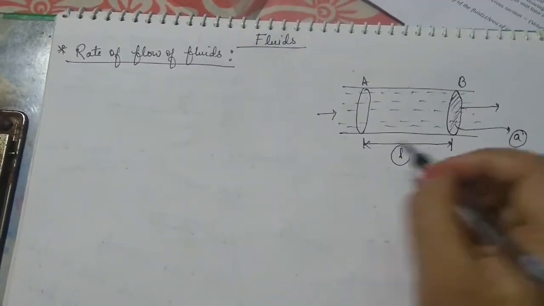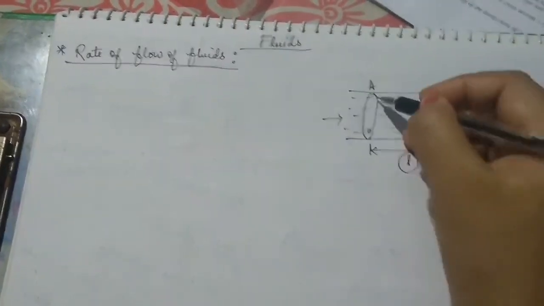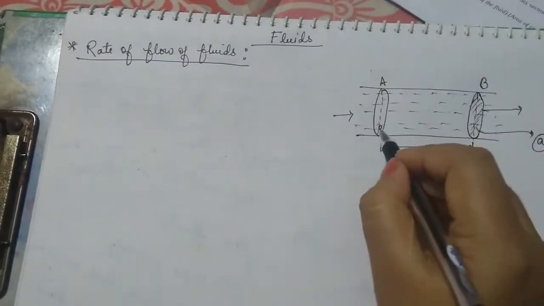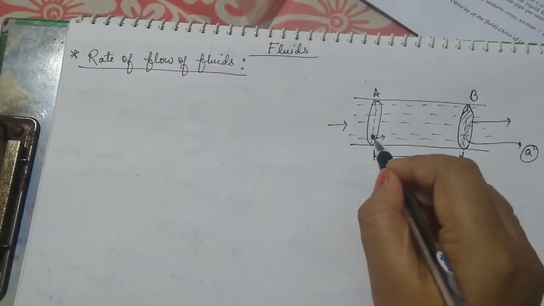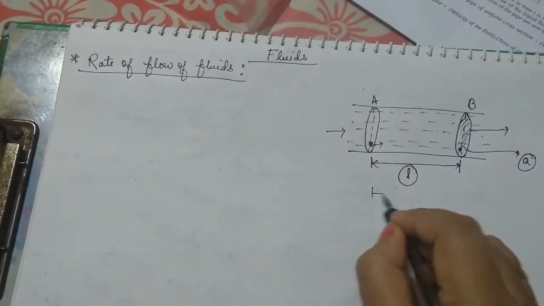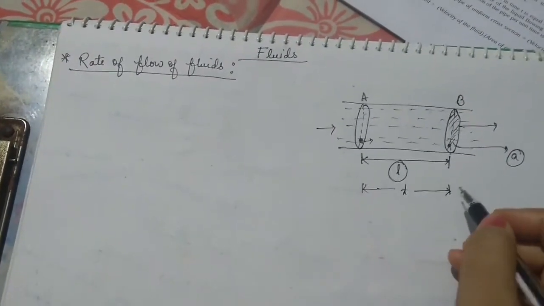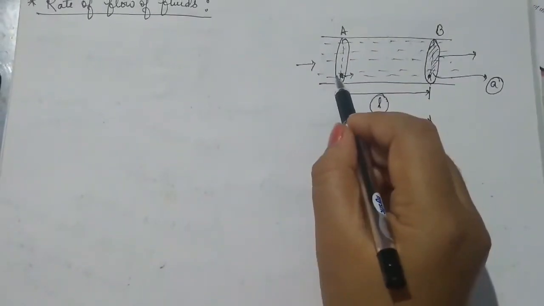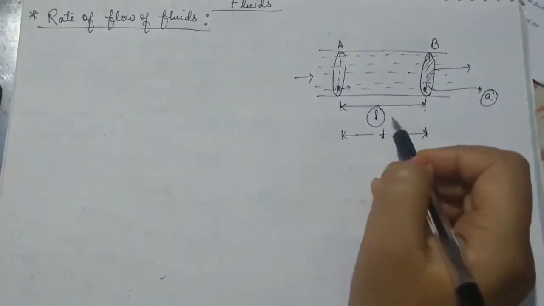And suppose that the time taken by a particular liquid molecule, which has reached section A, and this is section B. A liquid molecule has reached here. To reach here, this liquid molecule will take time small t. So suppose that the molecule is flowing from here to here, and it has taken time t, and the distance is l.